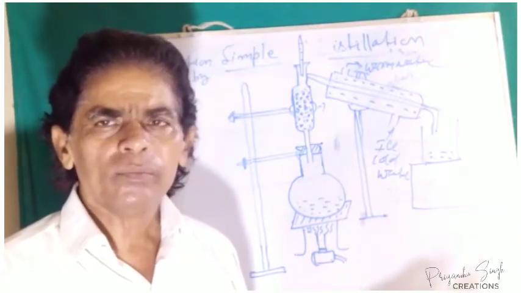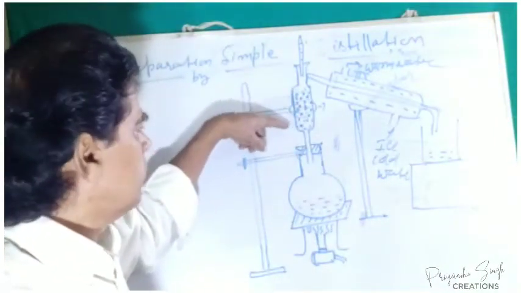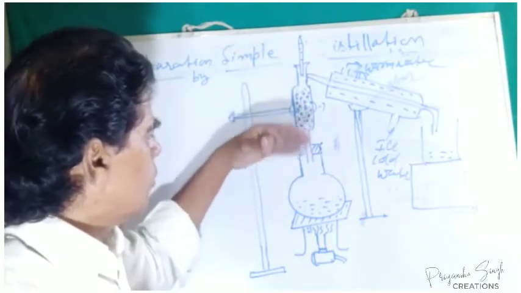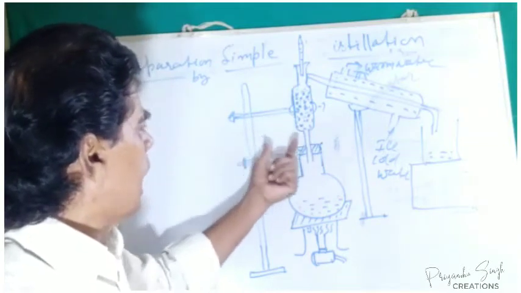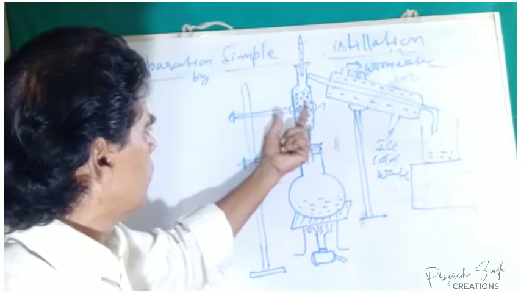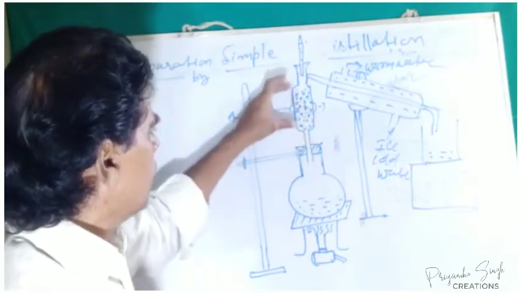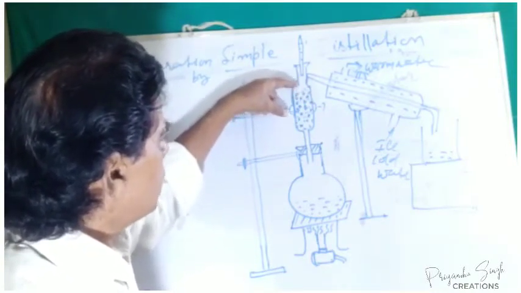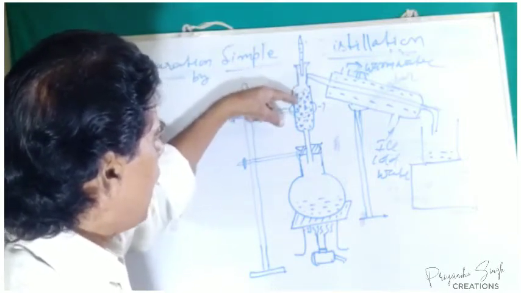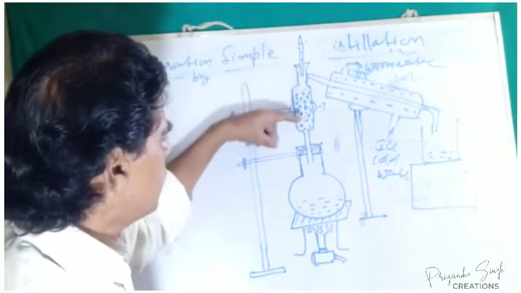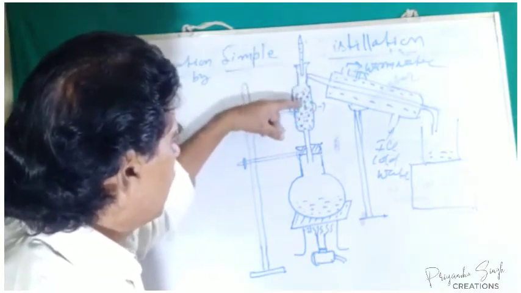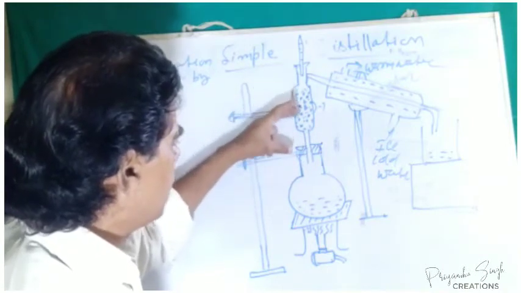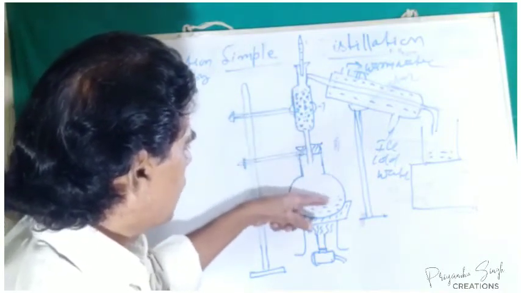After passing through the beads of the fractionating column, if there is a mixture of two or more vapors, then the vapor having the lower boiling point rises up across these beads, and the vapors of the liquid having higher boiling point again get cooled, and after being cooled they get converted into liquid and again come back to the flask.